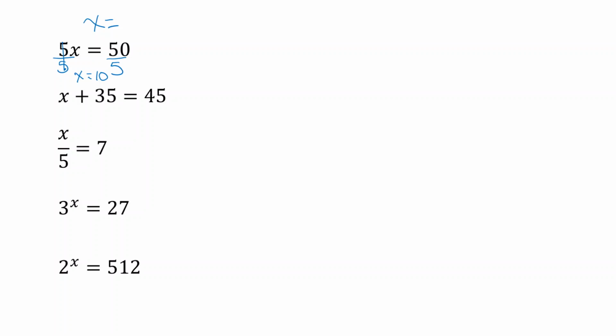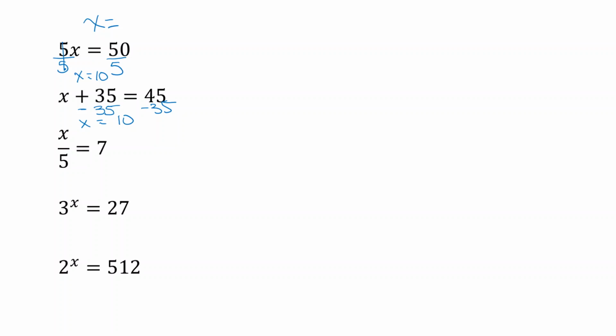All right, in my next problem, I see that I have my x, but I have a 35 added to it. So I want to undo that addition or subtract. So I want to do the inverse, so minus 35. If I do that on one side, I have to do the other. Simple. x equals 10.